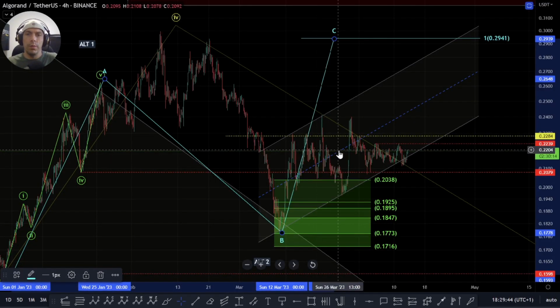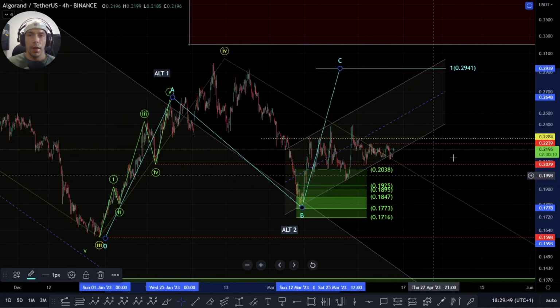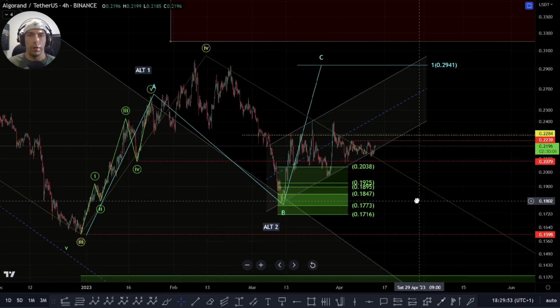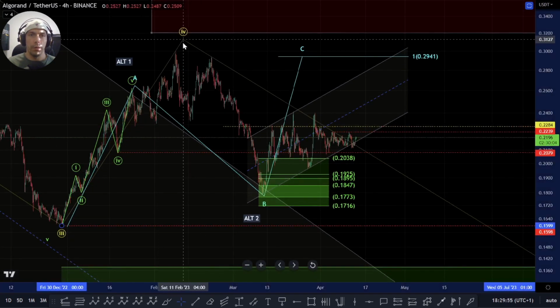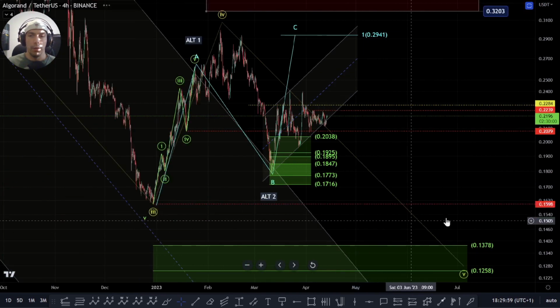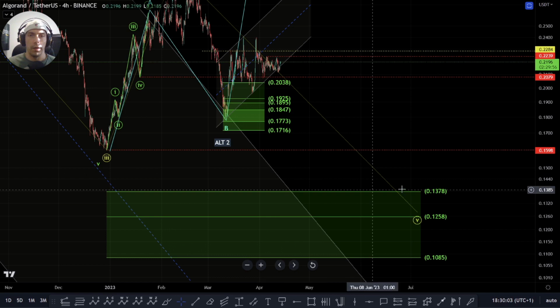Okay, so the last time we were looking at this, we're still looking for this potential of this bigger C wave to the upside. The structure, though, with Algo worries me, and I'm going to go through some of the bearish scenarios and why, and the fact that we could have actually completed a fourth wave into this high, and we could be looking for this fifth wave down towards this 1378 to this 1085 area.